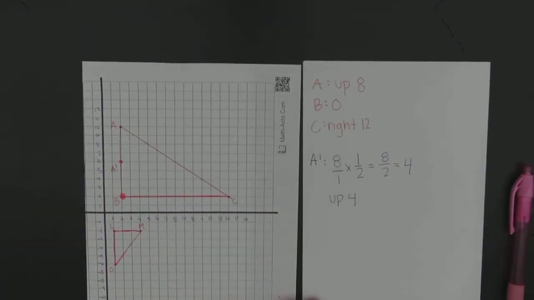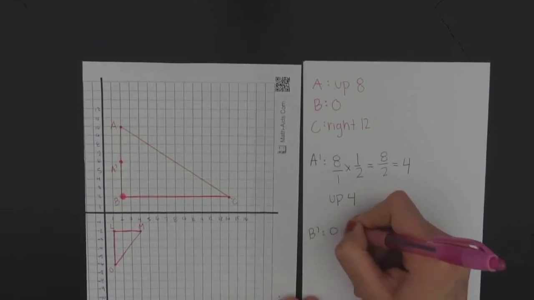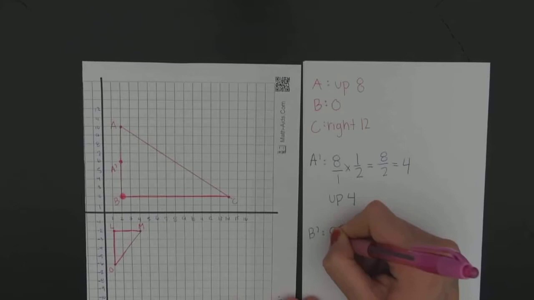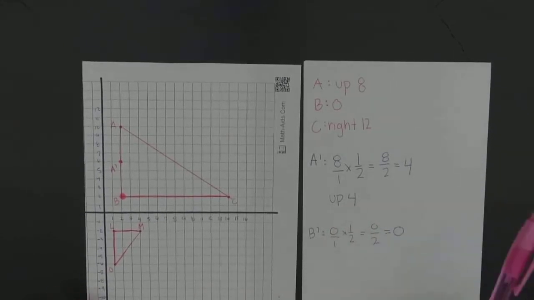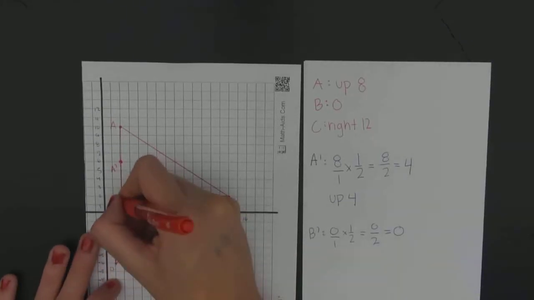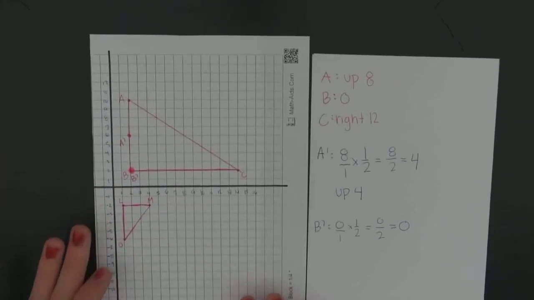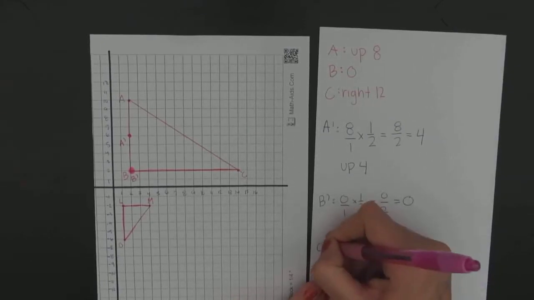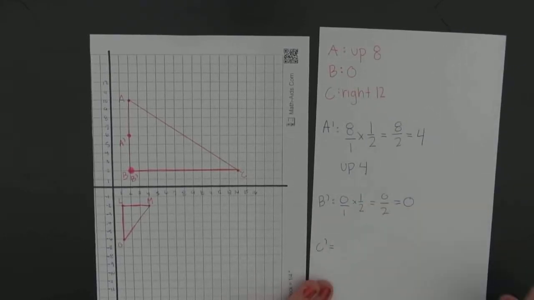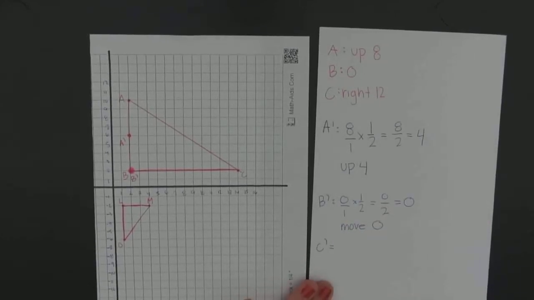Okay, let's do B. B prime, I'm going to multiply 0 by 1/2. It's going to give me 0 over 2, which is just 0. So B prime is not moving at all. B prime is in the exact same spot as B. B prime did not move. So I'm going to move that up so you guys can see it a little better. And last but not least, I'm going to do C prime. Oh sorry, I'm going to write move 0. So if you're following along, that makes sense.